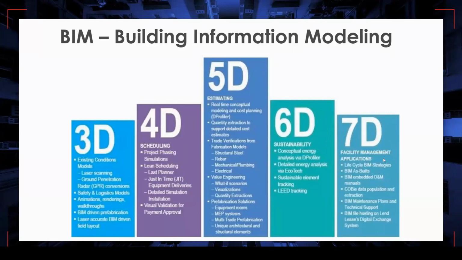7D stands for operation and maintenance. You can put your operation and maintenance manuals, all the mechanical units, guarantees, and all the producers' information into the system, so you can directly control your operation and maintenance in the BIM system as well.